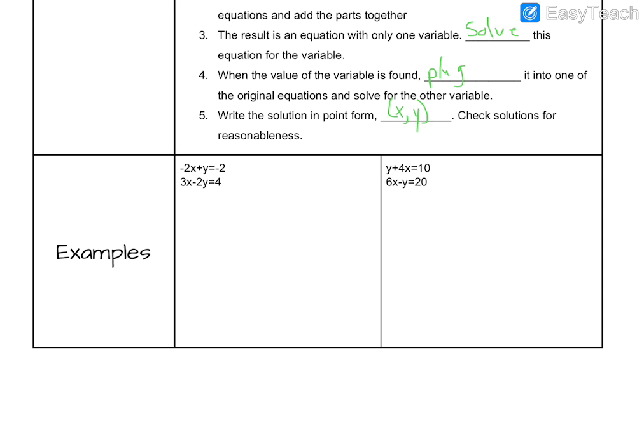Alright, so we need to multiply something. So the easiest thing to look for is if we have a number by itself. So here we just have y. So what can I multiply y by to get the opposite of negative 2? Well, that's just going to be a 2. So I'm going to multiply this whole top equation by 2. So now I have negative 4x plus 2y equals negative 4. And I'm just going to rewrite that second equation down, again lining up my variables and my constants.